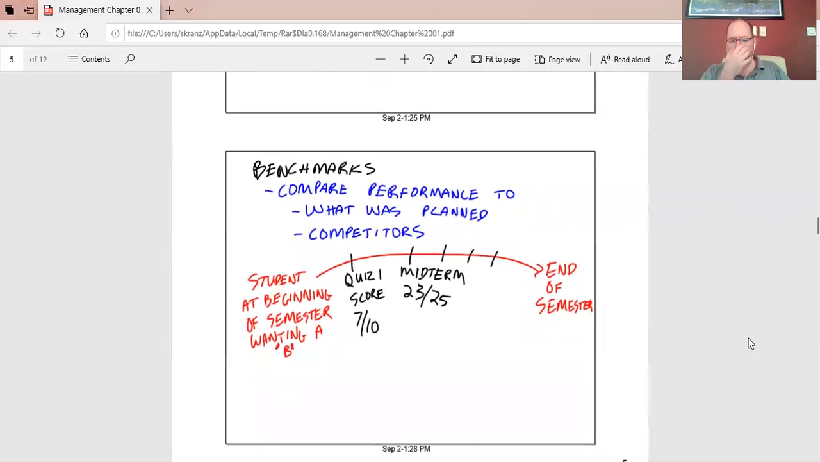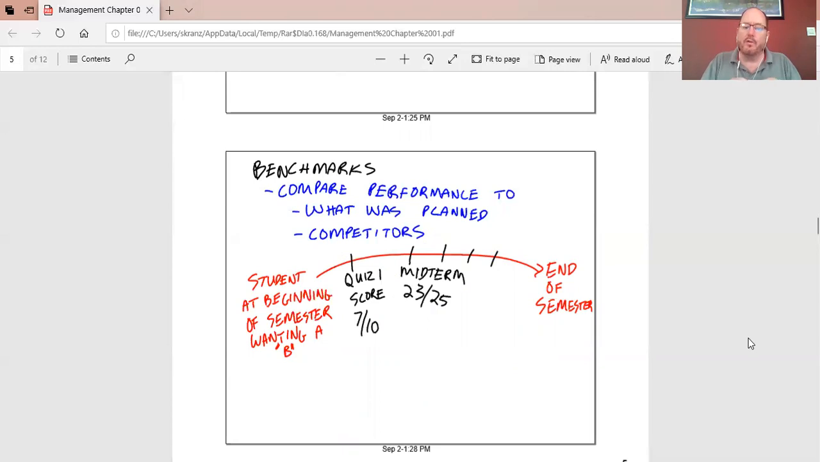I also talked about benchmarks. Benchmarks are where you compare your performance either to what was in the plan or to your competitors. The example I gave in class is that if you think of the beginning of the class, we are here, and throughout the class we have quizzes and midterms and other things, and then we have the end of the semester.